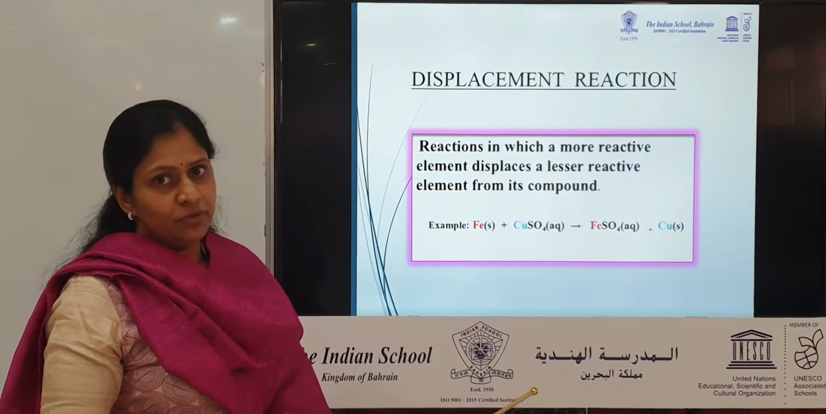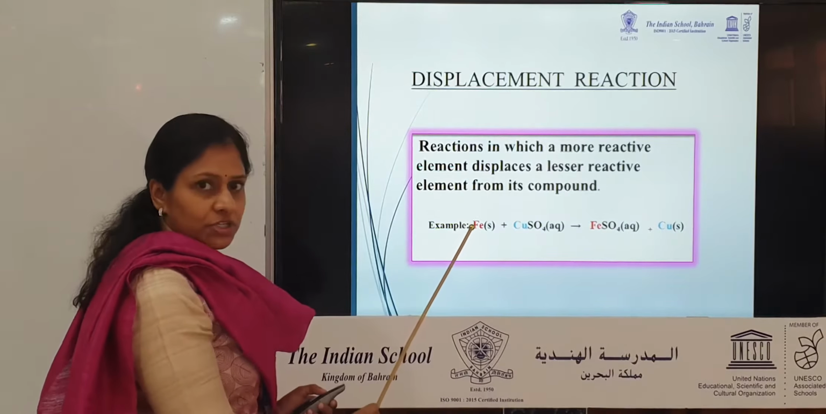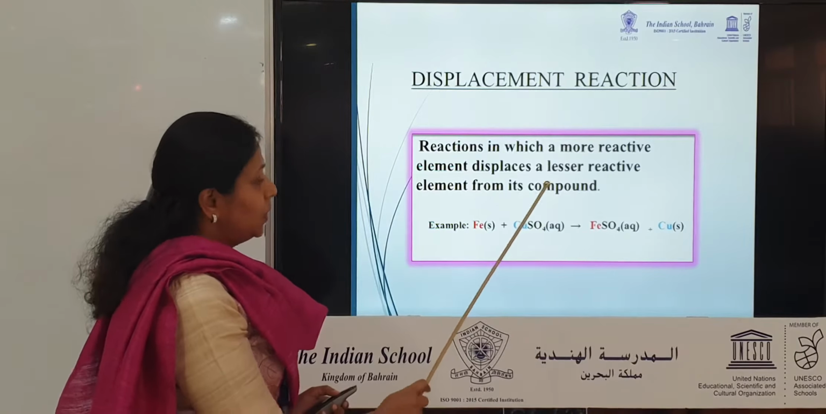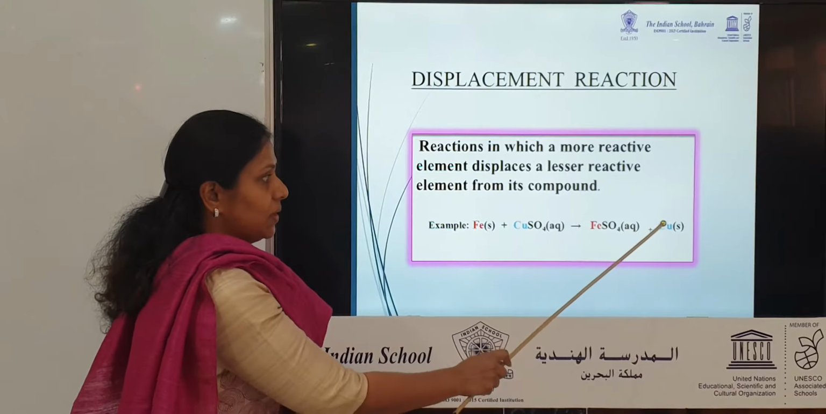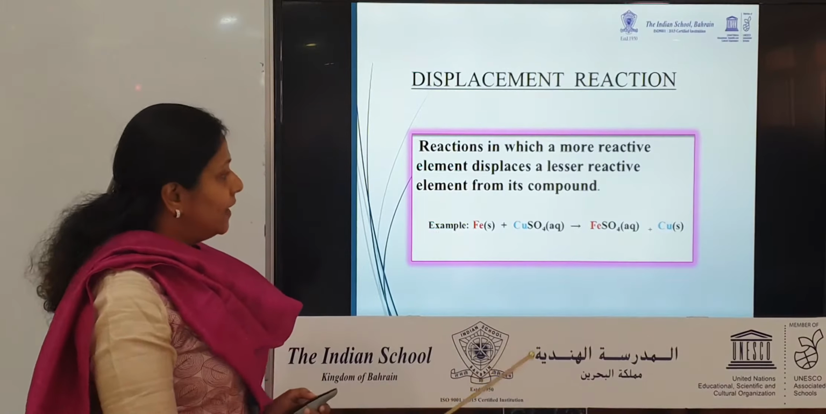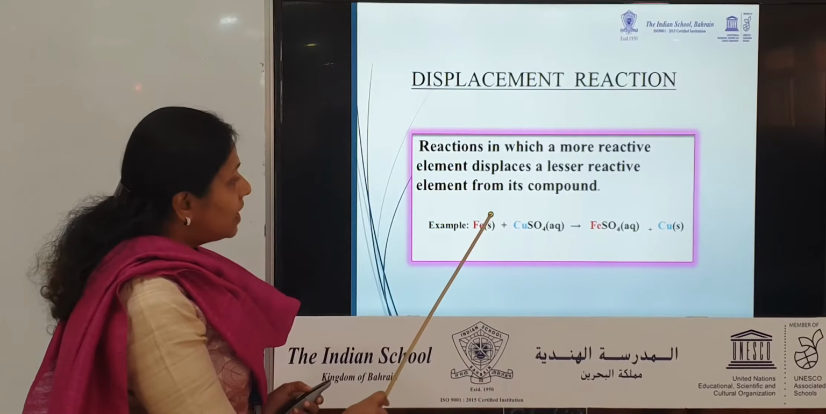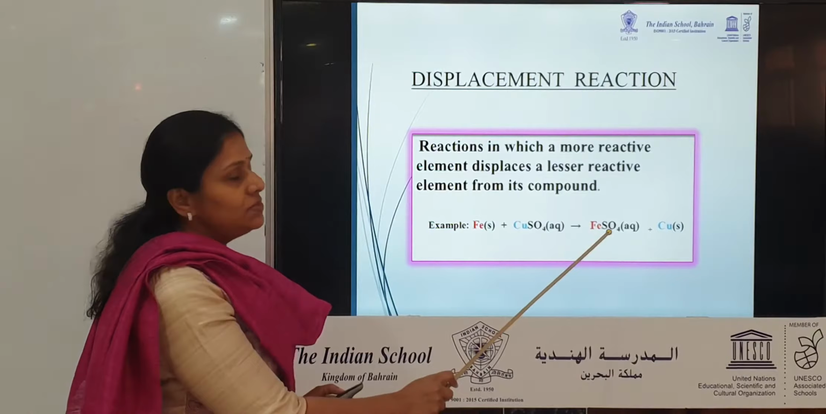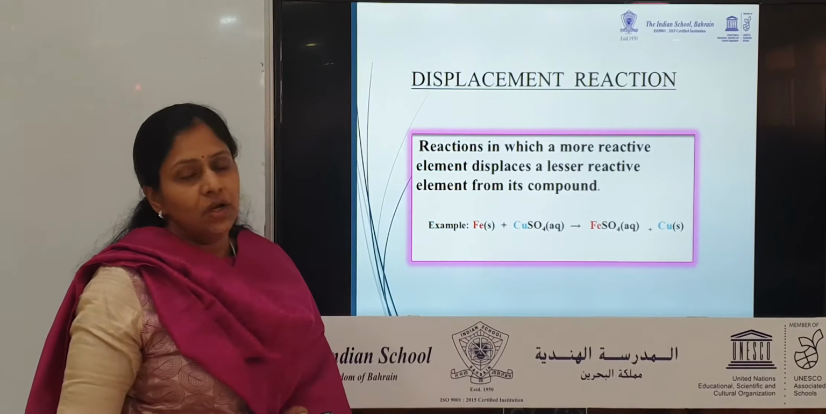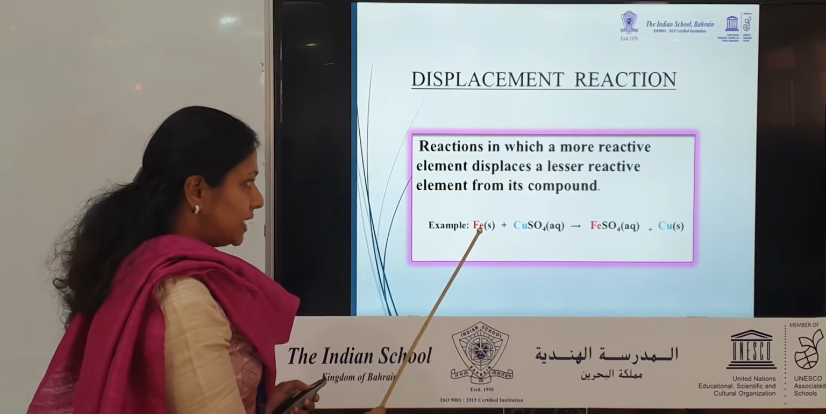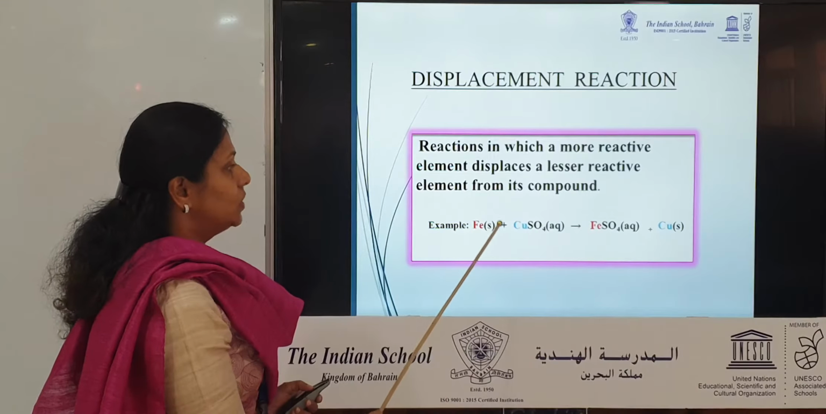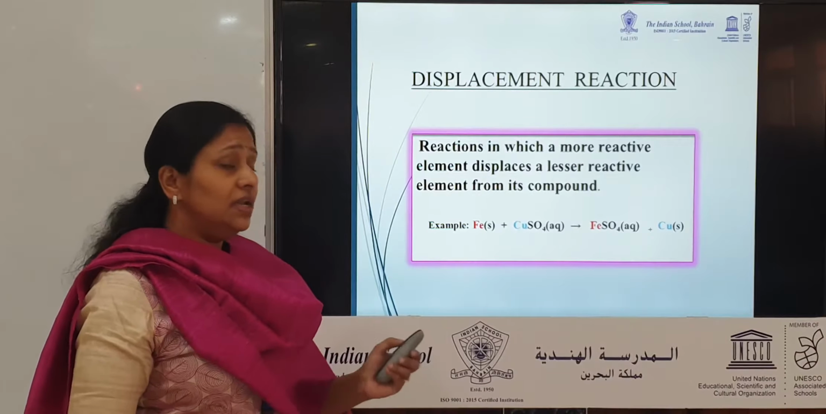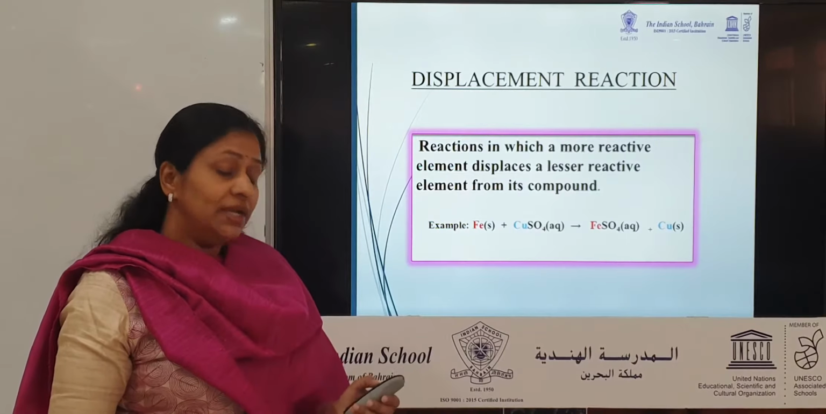So let us see an example for this. See the equation here. Iron plus copper sulfate, you are getting iron sulfate plus copper. Now in this reaction, iron has displaced copper and iron sulfate is formed along with metallic copper. So since a displacement is happening, you can call this a displacement reaction. Now let us see more about this by an activity.